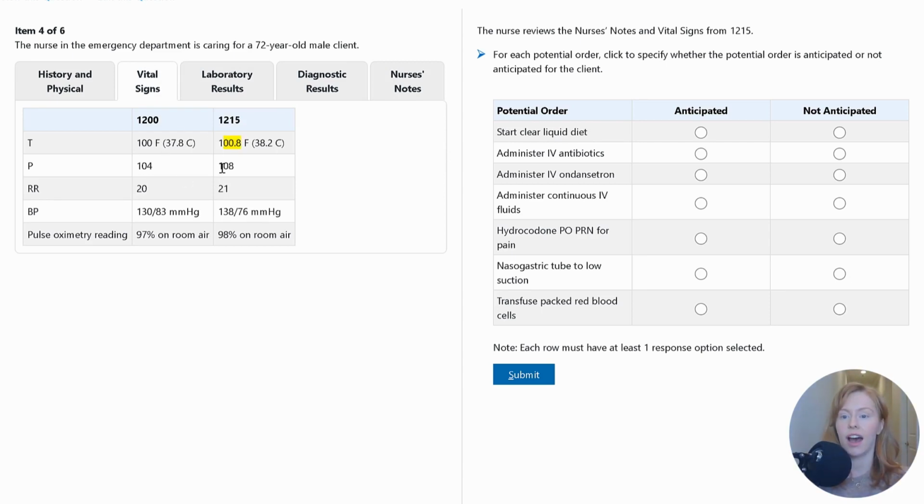His pulse is even higher. His respiration's a little bit higher. His blood pressure a little bit higher, but mostly the same, and then his pulse oximetry reading about the same.